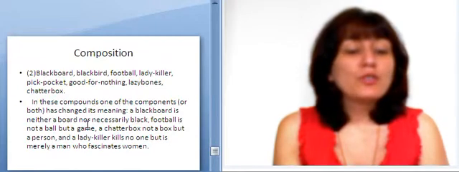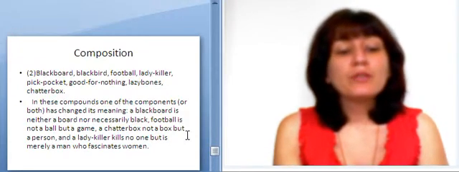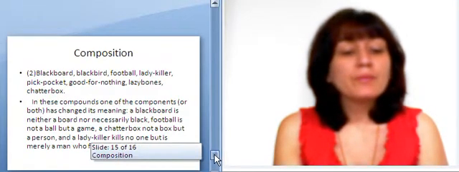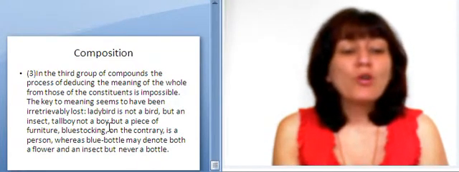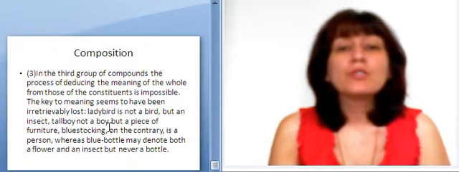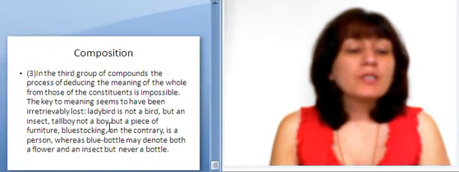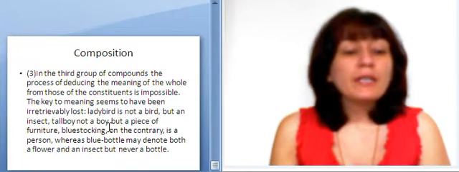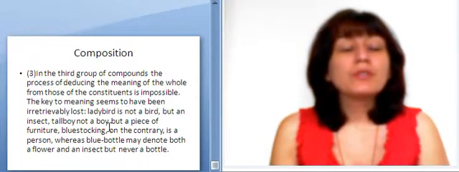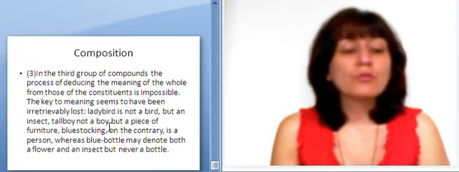In the third group of compounds, the process of deducing the meaning of the whole from those of the constituents is impossible. The key to meaning seems to have been irretrievably lost. Ladybird is not a bird, but an insect. Tall boy, not a boy, but a piece of furniture. Blue stocking, on the contrary, is a person, whereas blue bottle may denote both a flower and an insect, but never a bottle.